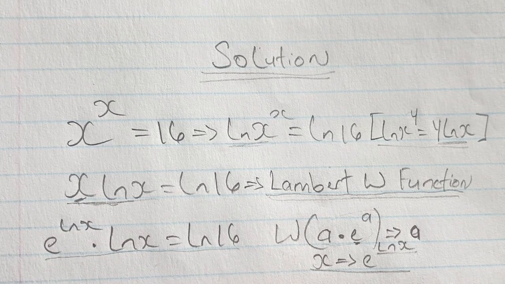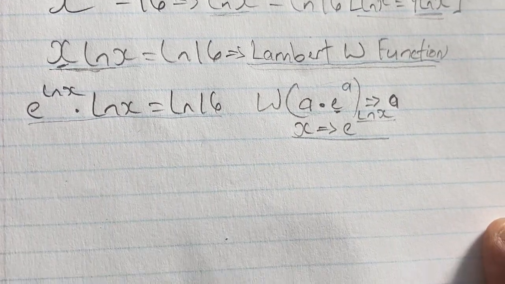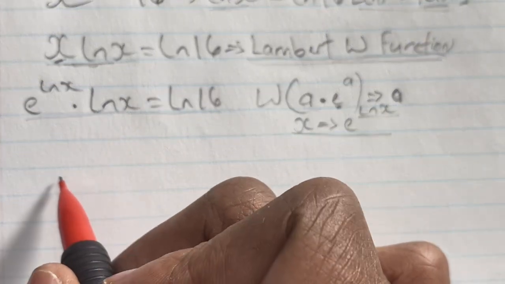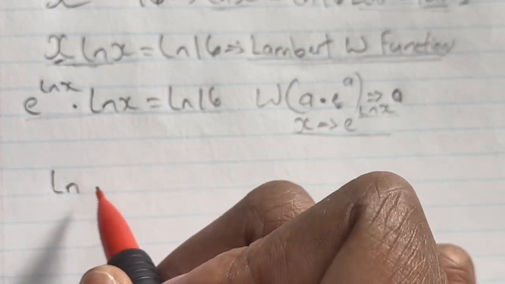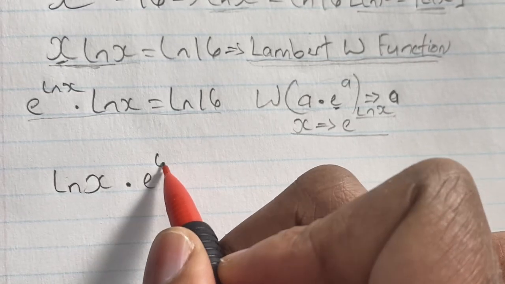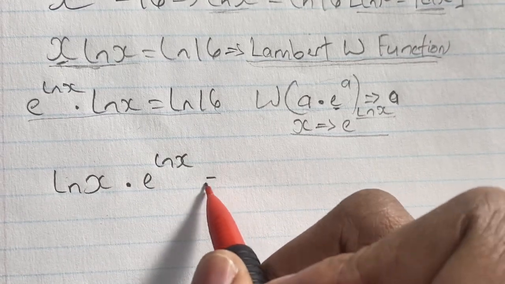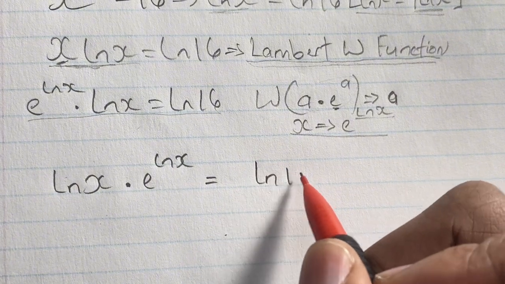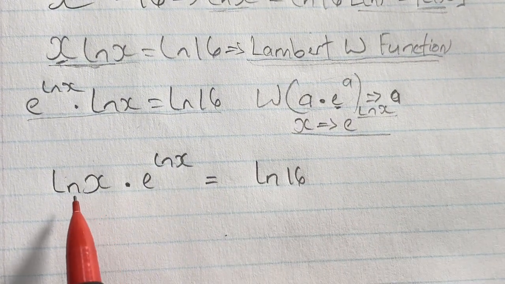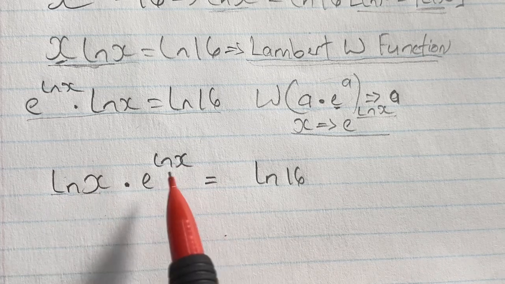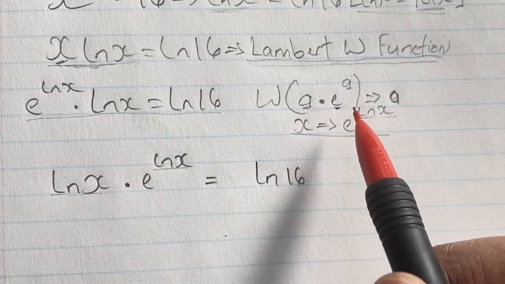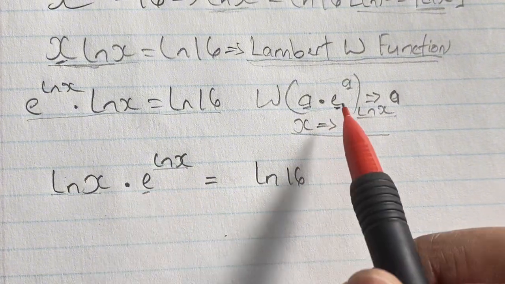And now let us see what we have here. We may not be able to see clearly unless I rewrite this in a more visual way. So I'm just going to rewrite ln x at the front. So we say ln x times e to the power of ln x, and as we know this is equal to ln 16. Now by doing this you should be able to see clearly that in the base we have ln x, and also in the power we also have ln x. So here we have a in the base and a in the power, and in between that we have our e.